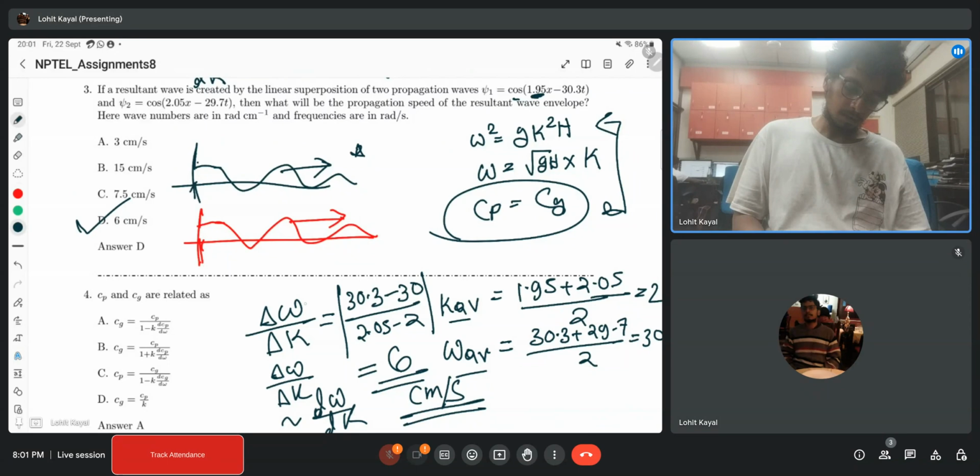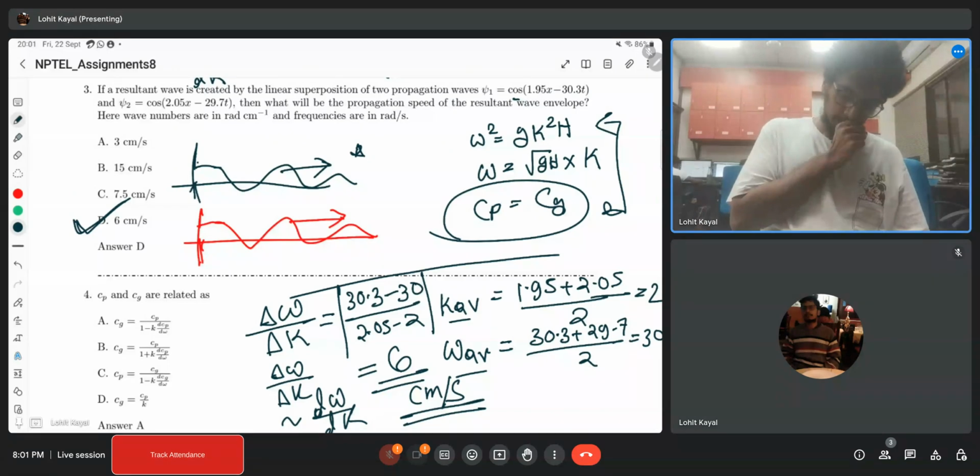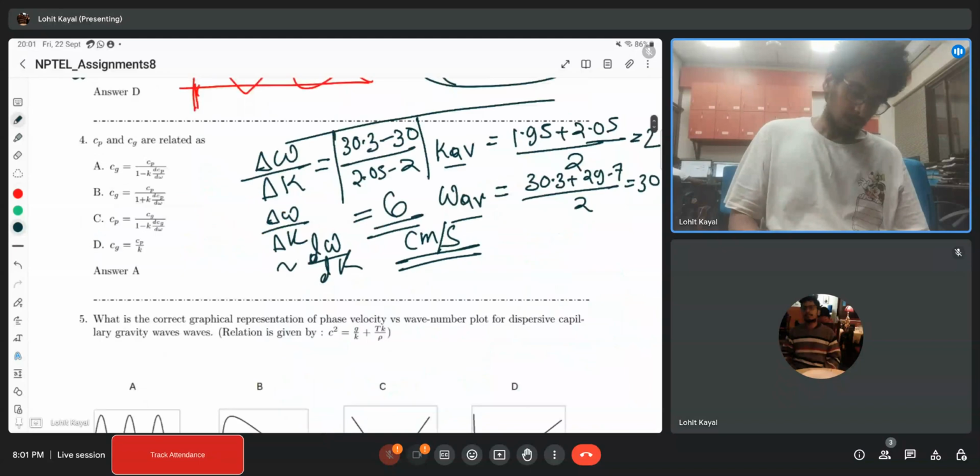Also, it is not necessary to calculate this average. Just do delta omega by delta k for these two waves, and you will find the answer 6. It is not necessary to calculate k average. Okay, so now we need to solve question 4.